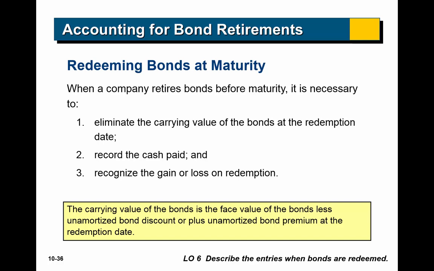The basic concept of eliminating or redeeming the bonds from your books is to eliminate the carrying value of the bond, or the regular price of the bond, record the cash paid, and then recognize either a gain or a loss if there was one. A lot of bond redemptions have no gain or loss. They're redeemed at face value or at the amount paid.